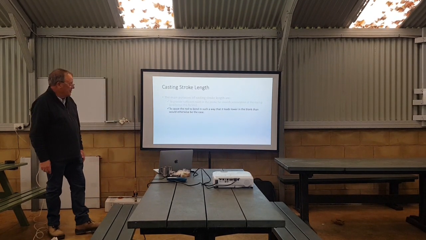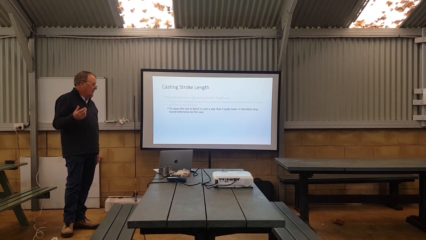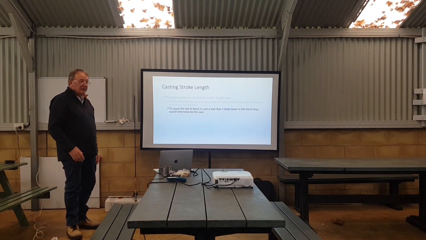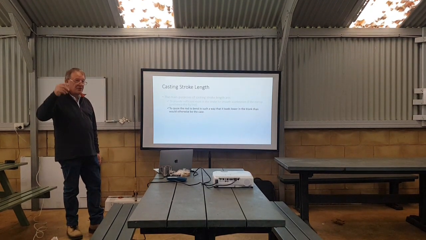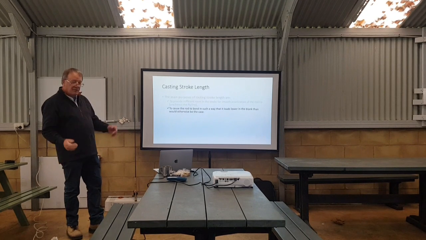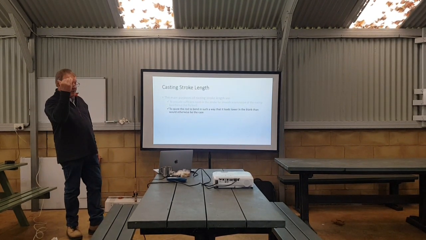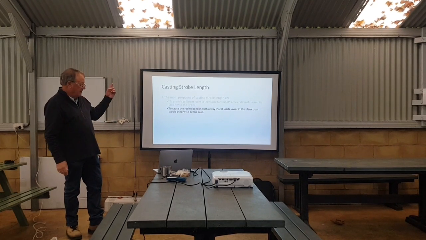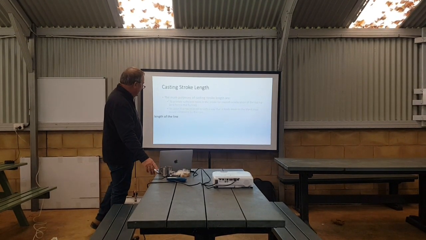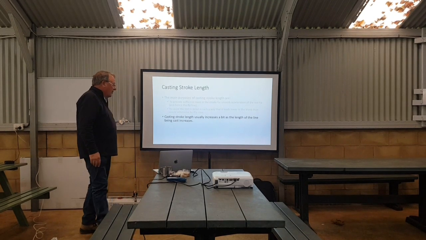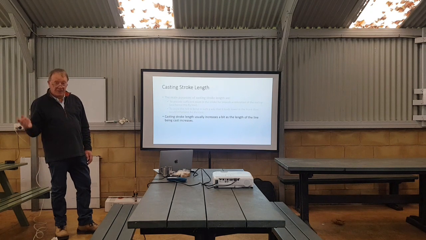The second purpose is to cause the rod to bend in such a way that it loads a bit lower in the blank than would otherwise be the case. Again, if you cast by just rotating, like that, you'll bend the tip over, you'll load the tip. Whereas if you put a little bit of translation in first and then rotate, that load will shift down the blank a bit, and I'll show you a little bit later on. I've got a couple of photos to illustrate that point. Casting stroke length usually increases a bit as the length of line being cast increases.